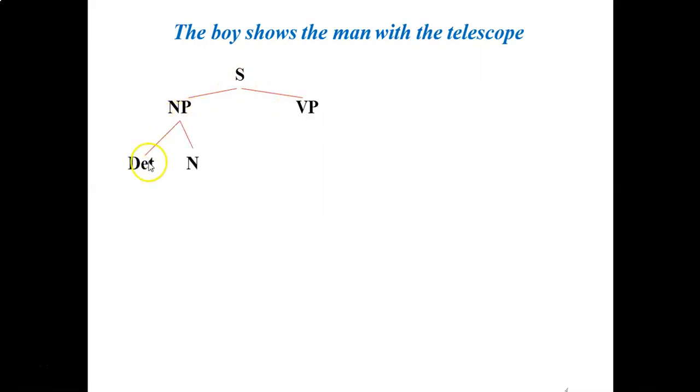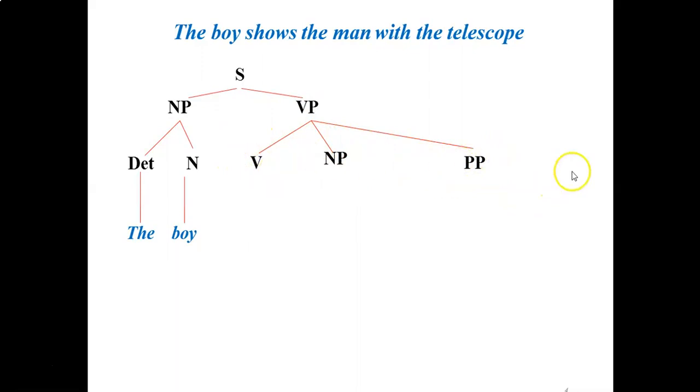NP, we have determiner and noun. Determiner noun, so it consists of the and the boy. You can see from this one, that's the NP, it's complete. And now the second one, we come to the VP. So what branches are in VP? Okay, so there are three branches: V, NP, and PP.